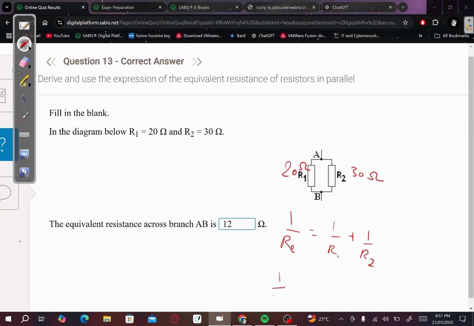Now 1 over RE is equal to 1 over 20 plus 1 over 30. You have to make these a common factor. This equals 1 over 12 in simplest form. So then you flip this. So RE equals 12 ohms. Okay.